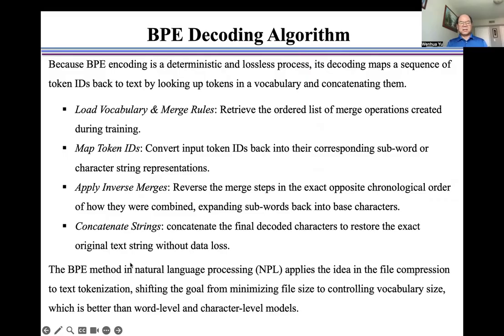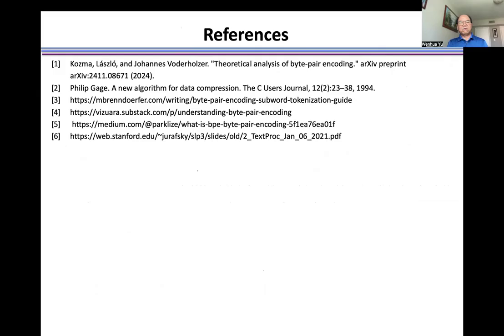The BPE method in natural language processing applies the idea in file compression to text tokenization, shifting the goal from minimizing file size to controlling vocabulary size, which is better than word level and character level models. For more details, please check these references.